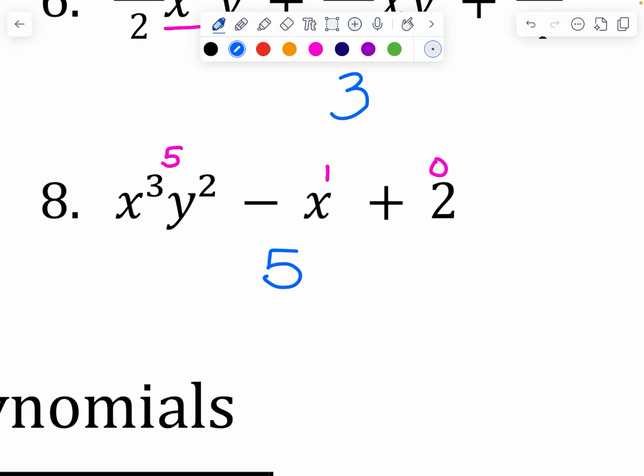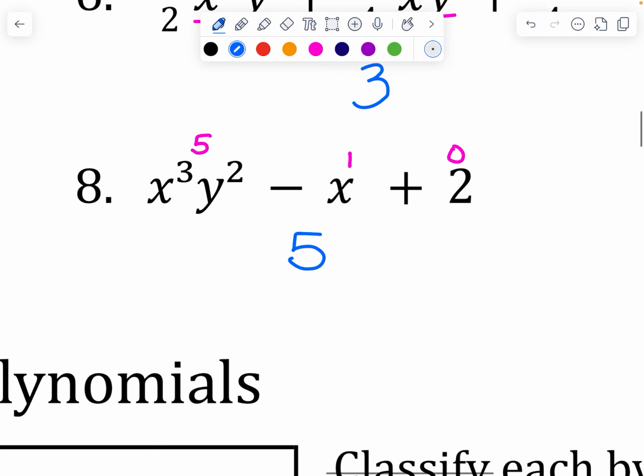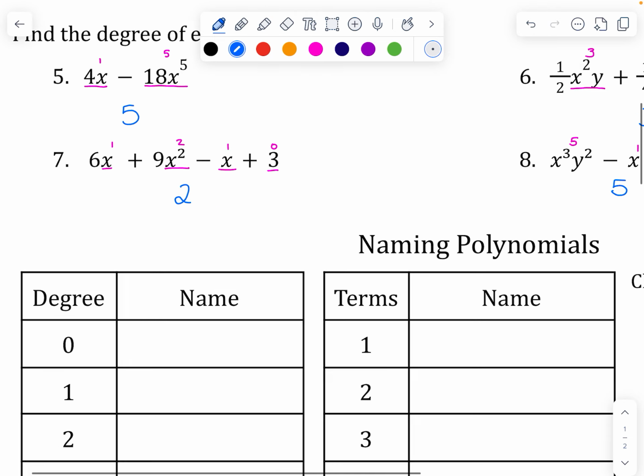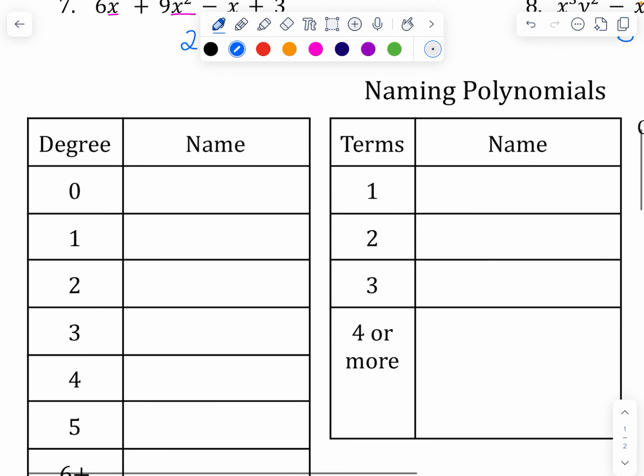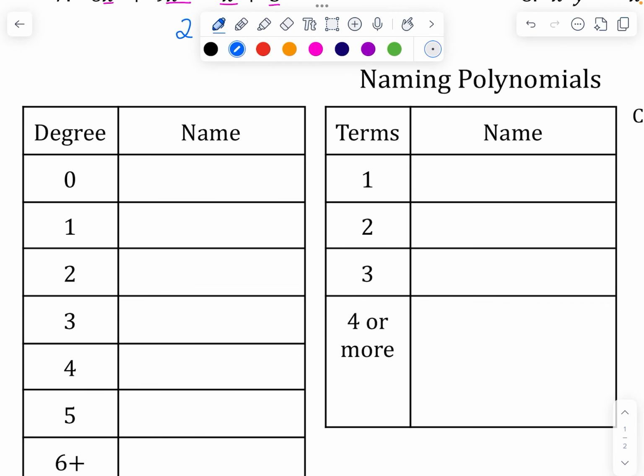So now that we hopefully understand how to figure out what the degree of each polynomial is, we're going to talk about naming the polynomials or classifying. We'll refer to it as both. So when we name polynomials or classify them, it is by the degree, which is what we just talked about, and also the number of terms. Terms are just those monomials that are separated by addition and subtraction.